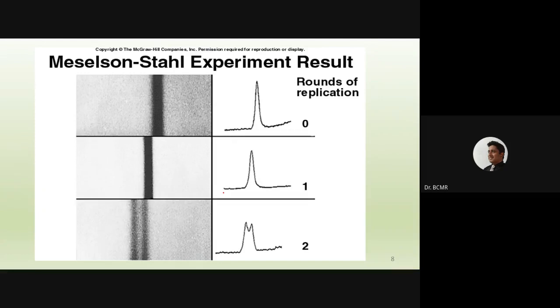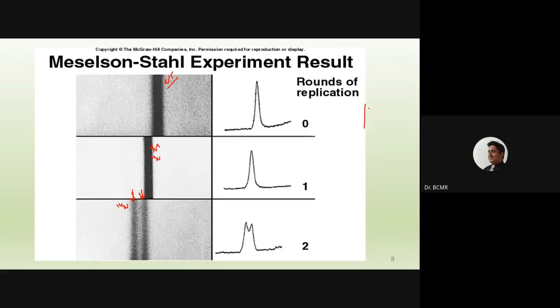These are their results actually presented. This would have been the molecule that is made up of N15 only. This is the one, a hybrid, that's made up of N15 and N14. And in round 2, you're finding a little bit of this, but a new band that is completely made up of N14 was formed. If it were dispersive, you would not see two clear bands like this, isn't it?